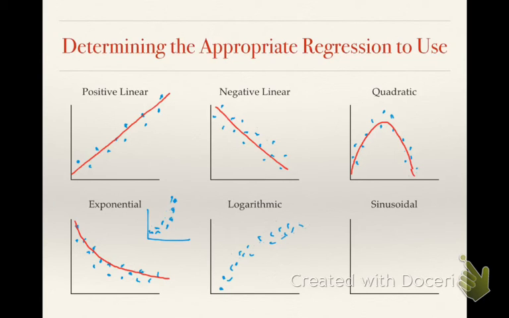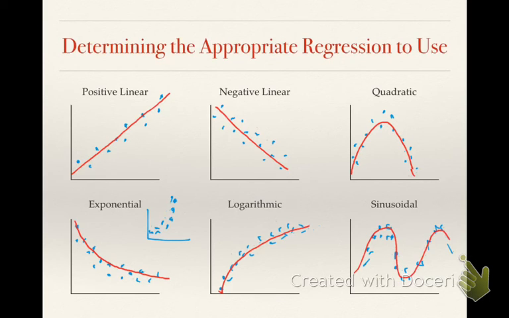Now logarithmic is the inverse of an exponential, so it's something that kind of looks like this, where it's kind of curving up to a value, but it will actually never reach that value. So it looks something like this. The last one is the sinusoidal graph, and it doesn't really matter where it starts, but essentially if you see points that rise and fall, and then it seems to rise and fall again, it's starting to follow a sine curve.